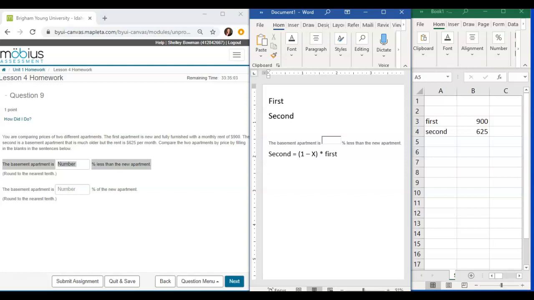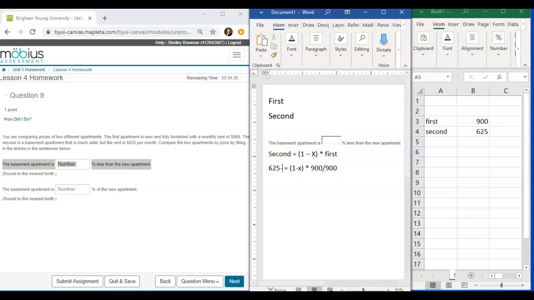And then we just throw in the numbers. So the second apartment is 625 equals 1 minus, we don't know what X is, so we keep it X, times the first, which is 900, and then solve for X. So we're going to do that by dividing both sides by 900 because these guys are in the parentheses and we can't take them out yet. So we'll divide 900 here. 900 divided by 900 is 1. 1 times 1 minus X is just 1 minus X, so it's like it cancels out.